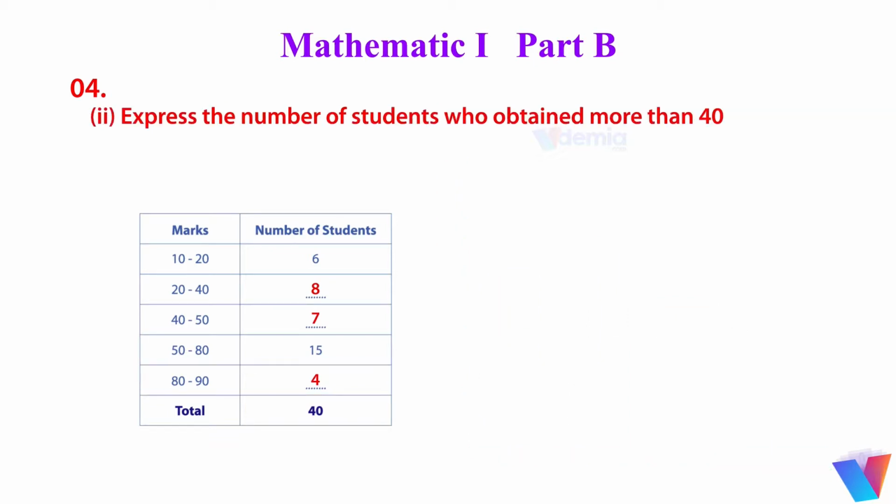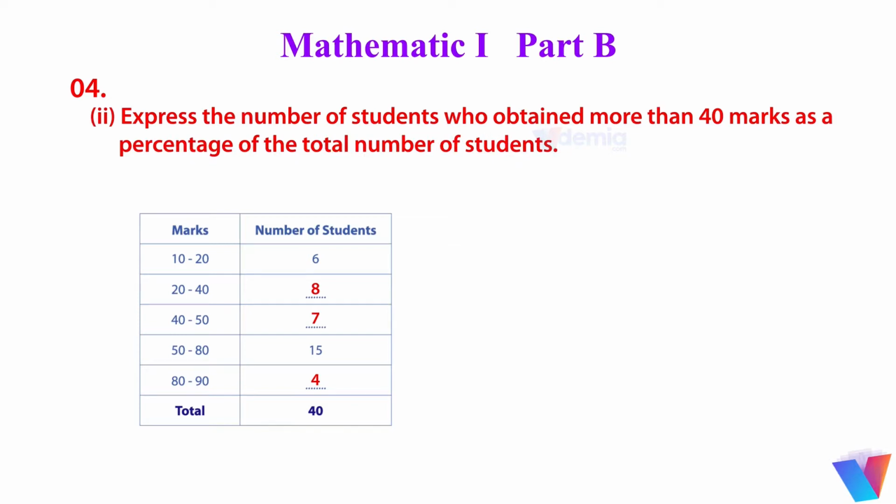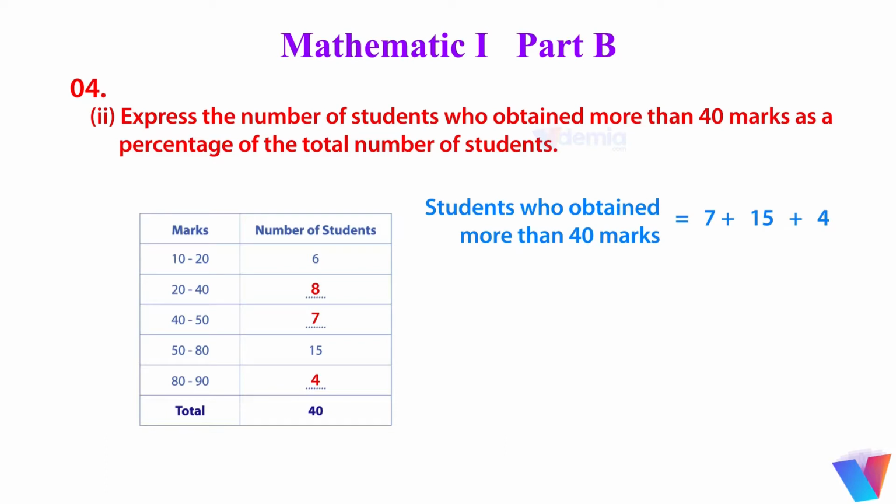Express the number of students who obtain more than 40 marks as a percentage of the total number of students. Above 40 marks covers the intervals of 40 to 50, 50 to 80 and 80 to 90. If we add the number of students in each of these categories, that would be 26 students. So 26 students out of a total of 40 students means 65% of the students have got more than 40 marks.